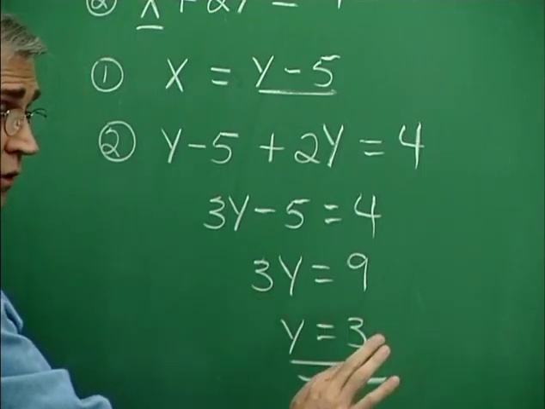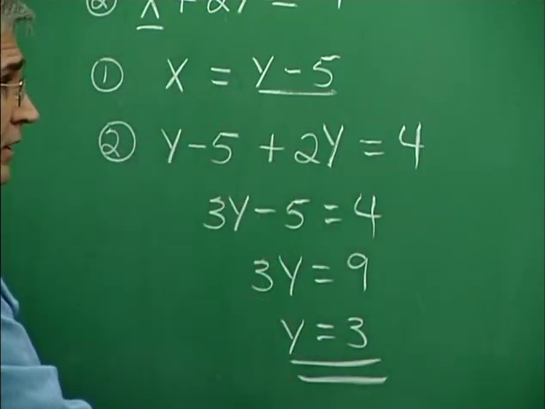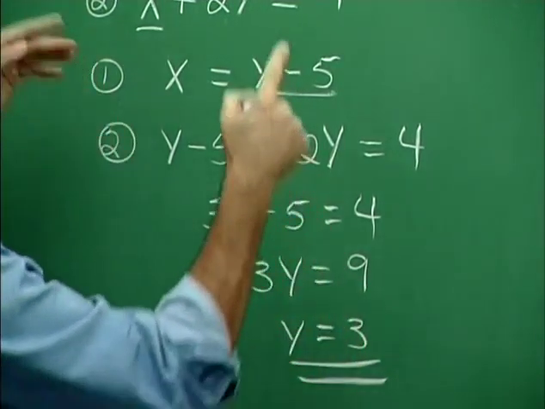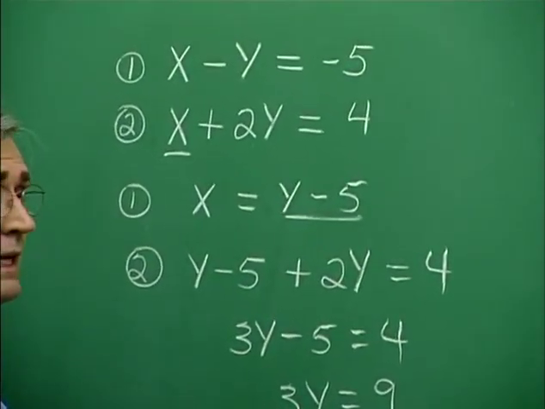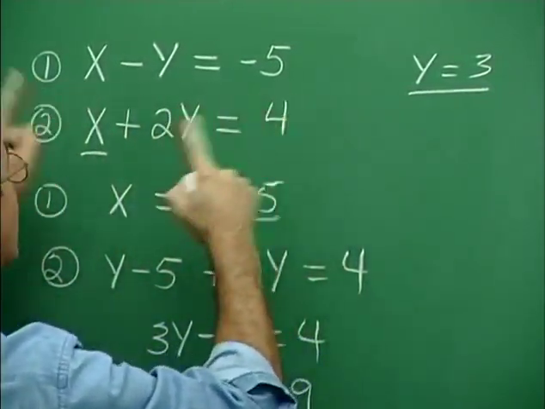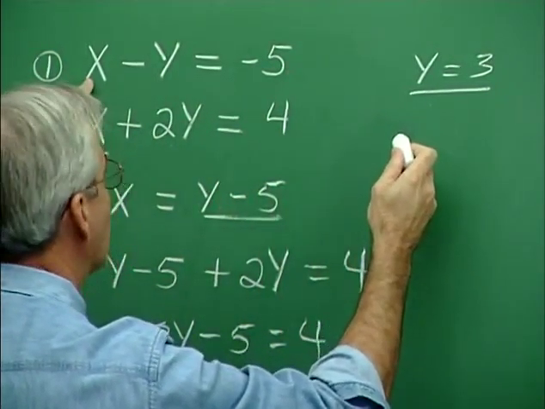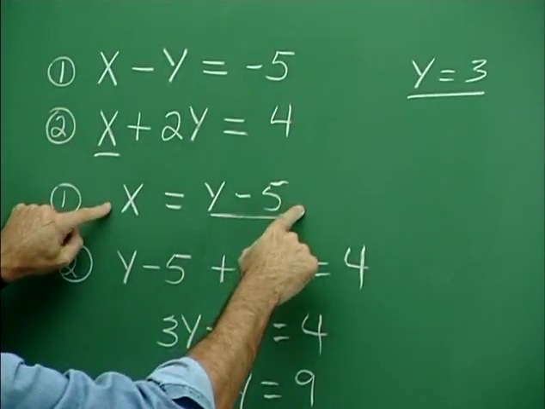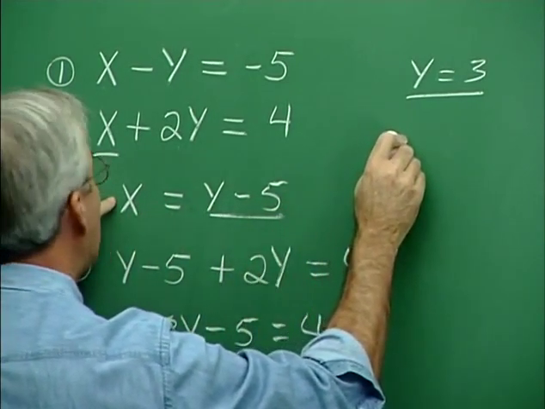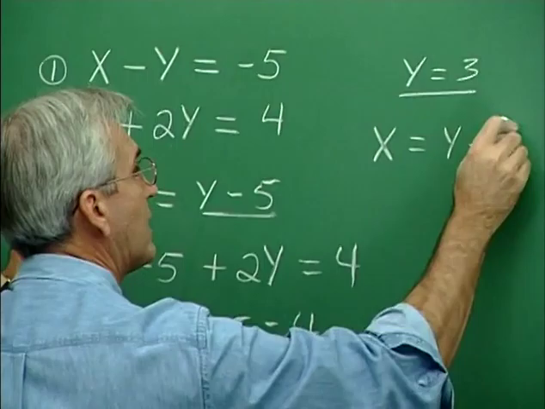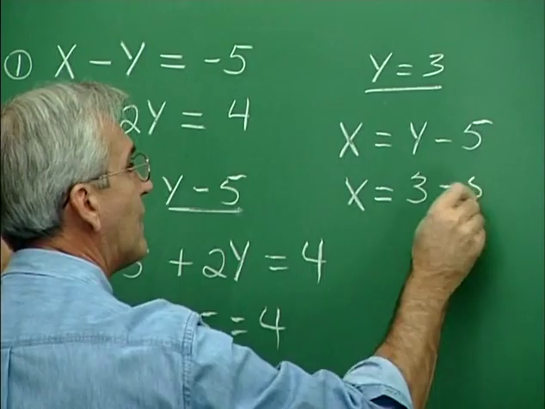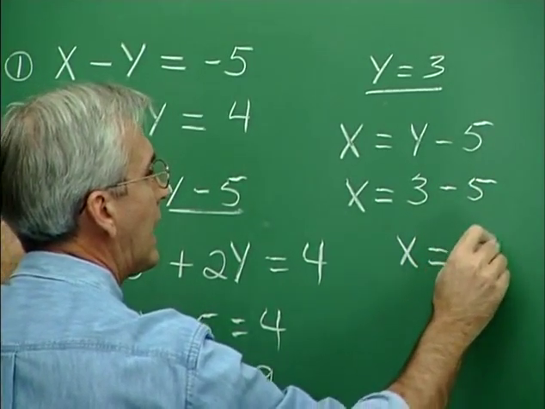Now that doesn't tell us the whole story though, because we need an x-y pair here. So we take this information about y, that is y equals 3, and we plug it into either of those two equations. All right, now we can use either of the two equations. I'll use equation 1. It looks kind of simple. And actually, I could use this version of equation 1. Because I have solved it for x, I can use x equals y minus 5. And it's really easy to plug into in this form. So we have 3 minus 5, so x equals negative 2.